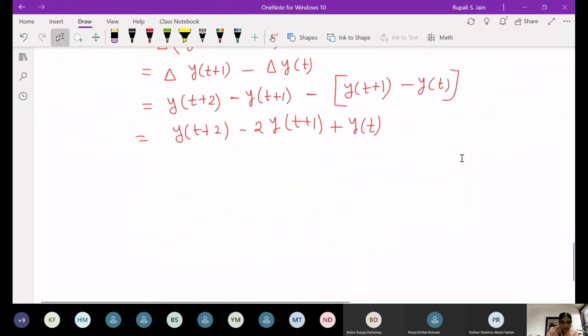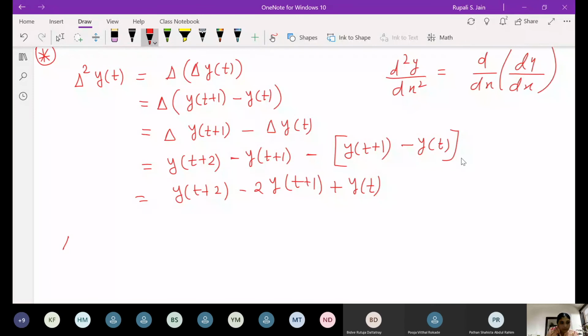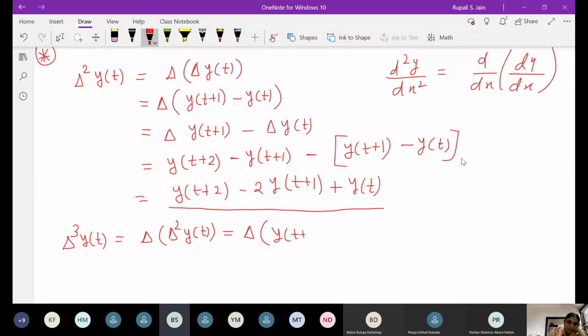Now can you calculate quickly what is delta cube of yt? Third order difference of yt is delta of delta square of yt. Delta square yt we have just calculated: it is y at t plus 2 minus 2 times y at t plus 1 plus y at t. Is it okay? Yes, ma'am.